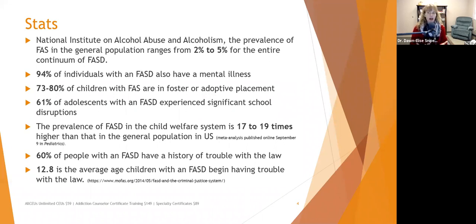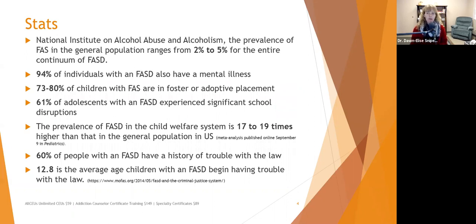So we don't want to automatically assume that the parent of the child with FASD has an addiction. There are a lot of other reasons that the child may be in foster or adoptive placement. Sometimes the family environment is not conducive to what's going on, and the child's disability causes enough stress that it increases the level of domestic violence, or there are a lot of different ways, but they are disproportionately represented in the foster or adoptive placement system.